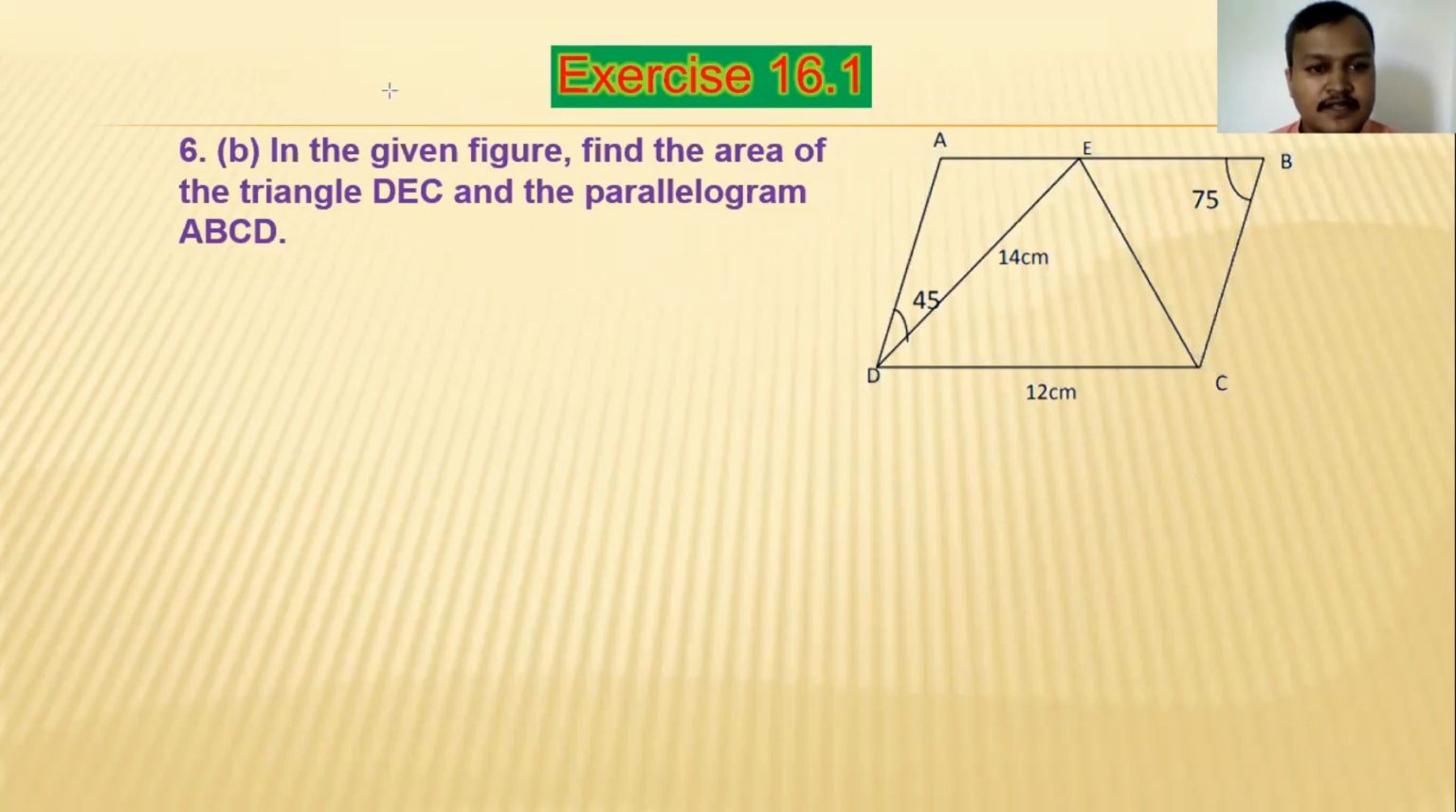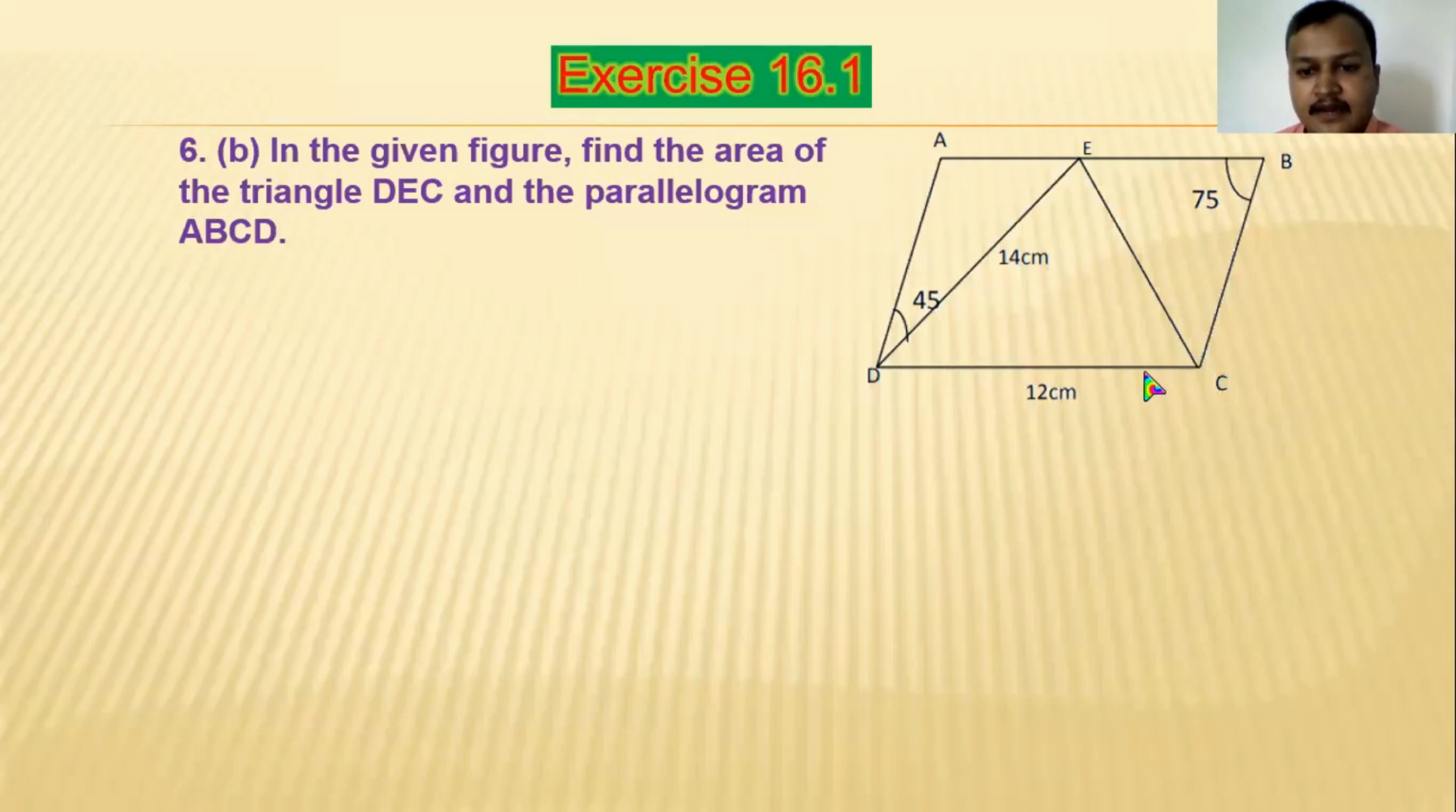There is one theorem. We will learn that afterward while learning geometry. There are three chapters: one is triangle and quadrilateral, another is circle, and the third is construction. So in the chapter of triangle and quadrilateral, we will learn this as a theorem: the area of a parallelogram is double the area of a triangle standing on the same base and between the same parallels. So at first we have to find the area of triangle DEC. And if we know the area of triangle DEC, the area of parallelogram ABCD is double the area of triangle DEC. Okay, if it is clear.